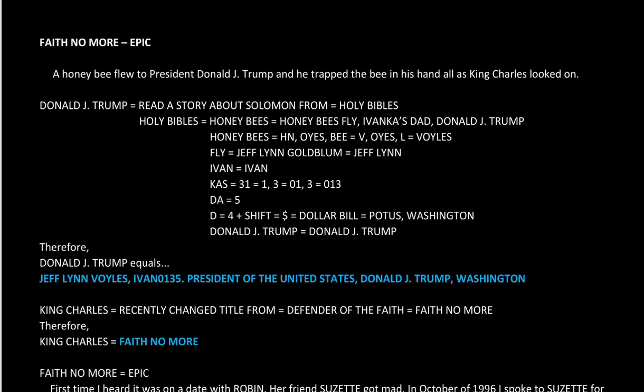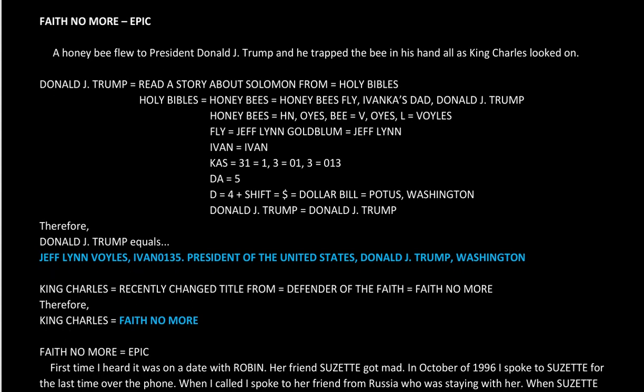Faith No More. A honeybee flew to President Donald J. Trump's hand. He trapped it, and then let it crawl around his hand. King Charles was looking on as this happened. Donald J. Trump read a story about Solomon from Holy Bibles. Holy Bibles equals honeybees. Honeybees fly to Ivanka's dad, Donald J. Trump.